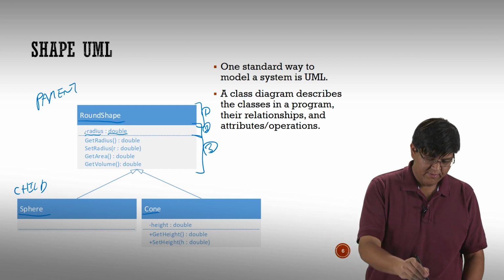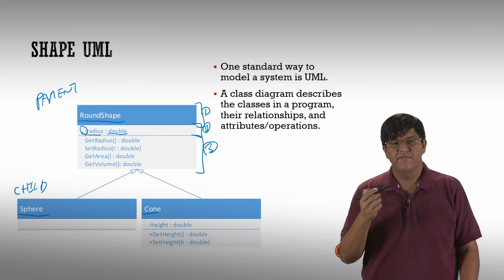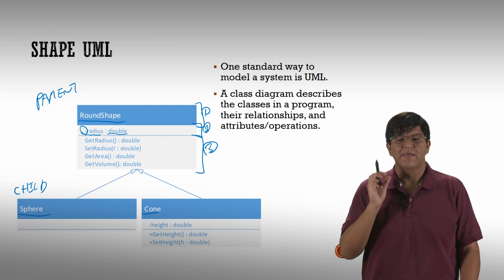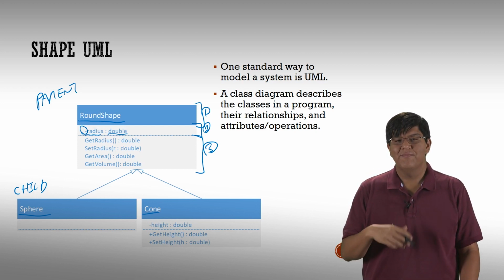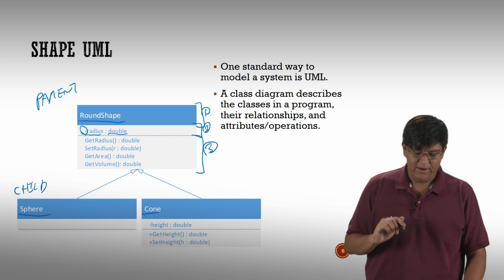Also here what I have is this minus symbol. What does that minus symbol mean? That minus symbol is a visibility modifier. It's the same thing as writing the keyword private. If we had a plus symbol, it would be public. If we had a pound symbol, it would be protected. Here a minus means it's private. So yeah, we've got a radius.